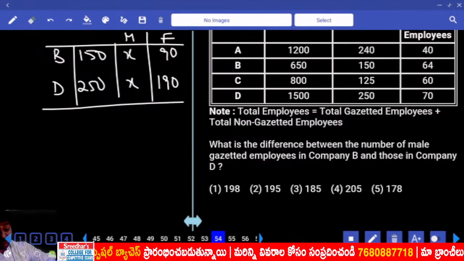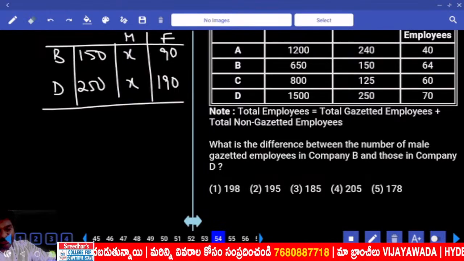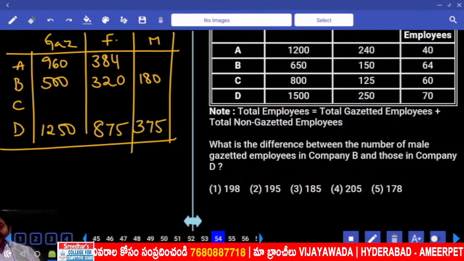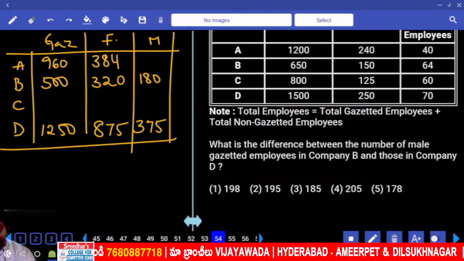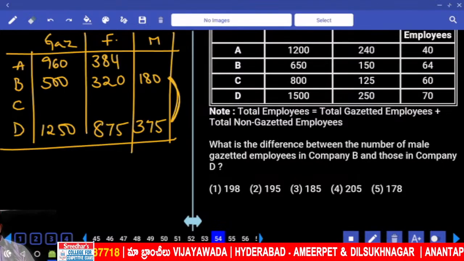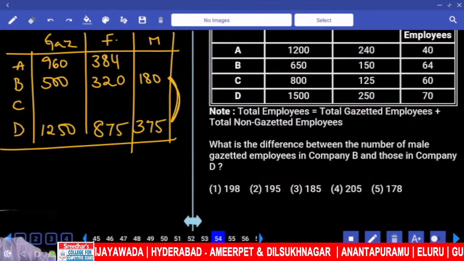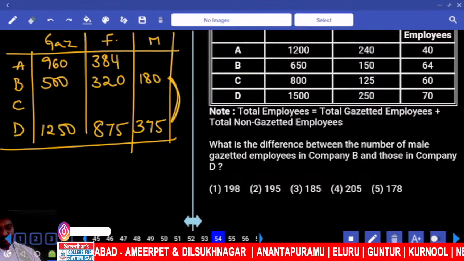What is the difference between the number of male guested employees in B and those in company D? Male guested. Whatever we have done for the previous question is useful now, right? Difference between these two only. Instead of 180, you subtract 200, add 20 later. 195.